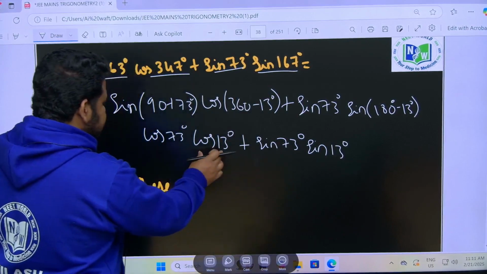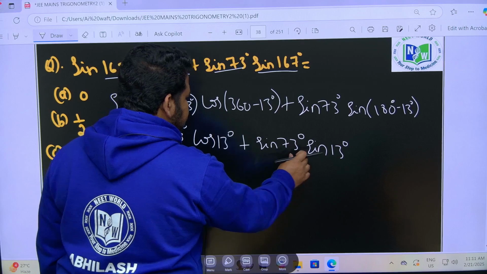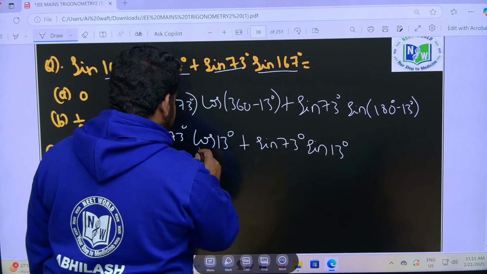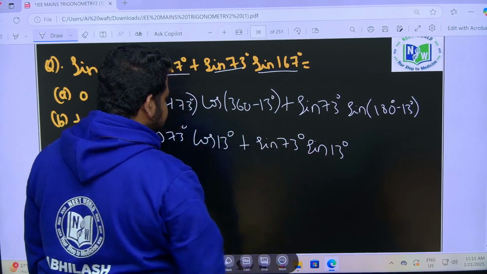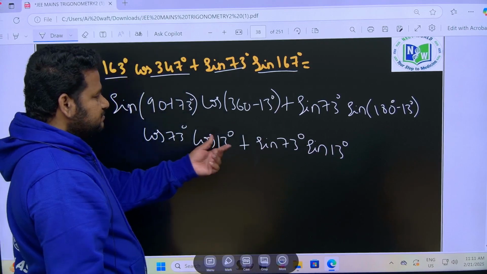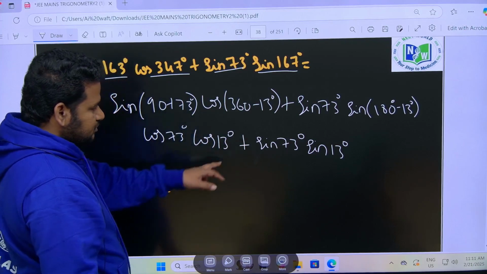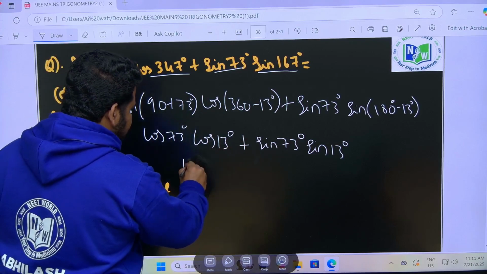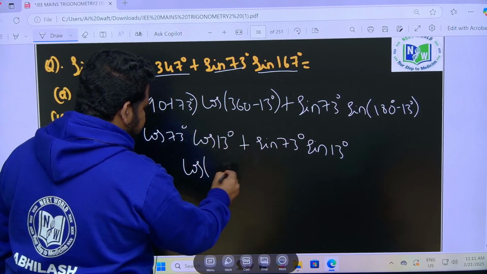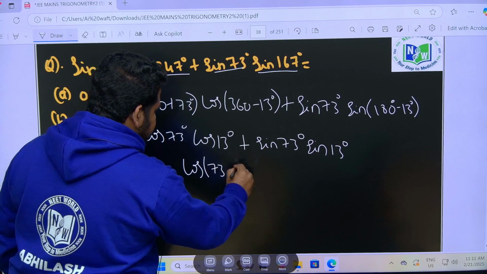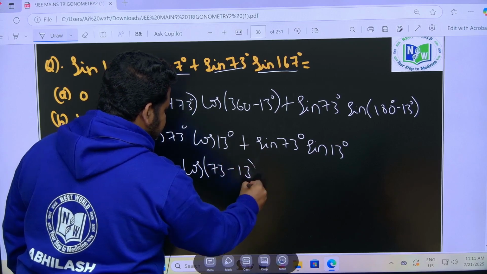So we got cos A cos B and sin A sin B. This is cos A cos B and sin A sin B. So we know that cos A cos B sin A sin B, here it is plus. So what will this be? This formula is nothing but equal to cos of A minus B. So that is 73 13. But here it is plus, means here it is minus.